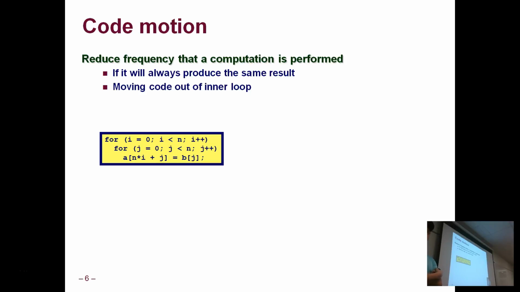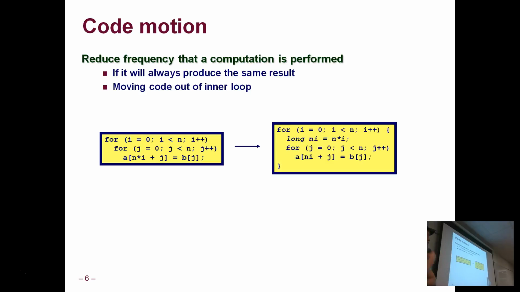What's inefficient about this? N times i. This multiplication is expensive, and it's being done every single inner loop iteration. Does it change within the j loop? No, because n times i is a constant within a single iteration of the inner loop. You all see that? All right, so this is what you want instead. I have this constant ni, and in the outer loop I set it to n times i, and then within the inner loop I just use that constant ni instead.